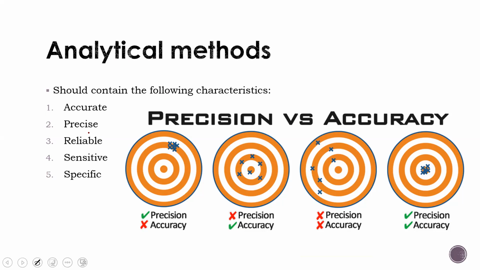A good analytical method or a great analytical method should contain the following characteristics. It should be accurate, it should be precise, it should be reliable, it should be sensitive, and it should be specific. Definitions-wise, mga kapatid, dapat aware kayo, makikita nyo kung ano ang meaning ng mga ito in your book.